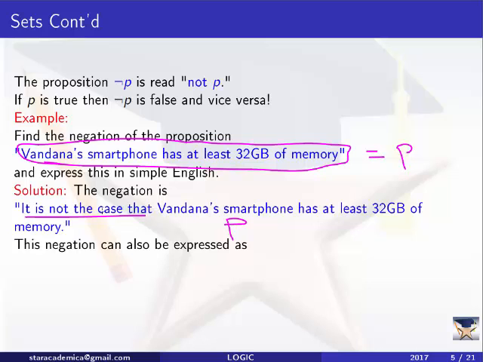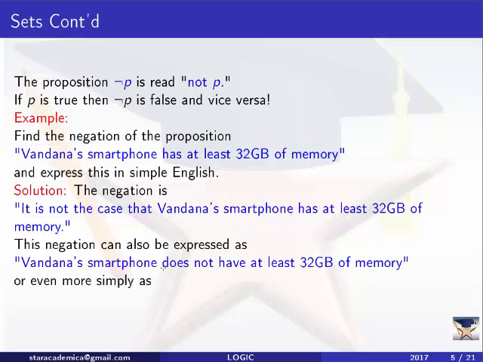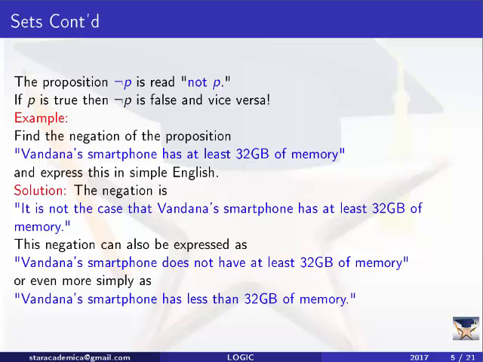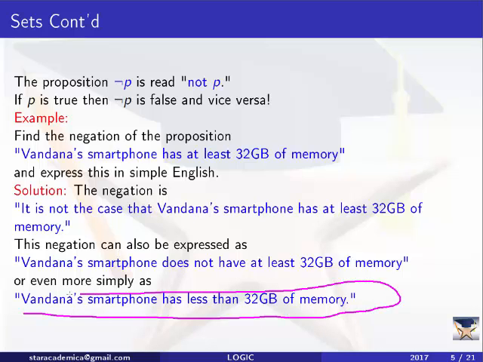So it's not the case that P, so it's not the case that the smartphone has at least 32 GB of memory. It's not quite common when we use simple English in daily life. We can express this in different ways, such as the following. The smartphone does not have at least 32 GB of memory, or even simply, the smartphone has less than 32 GB of memory. Maybe this is the most common way of expressing it in English, but we are not really going to be interested. But these are all three equivalent ways giving the same meaning.